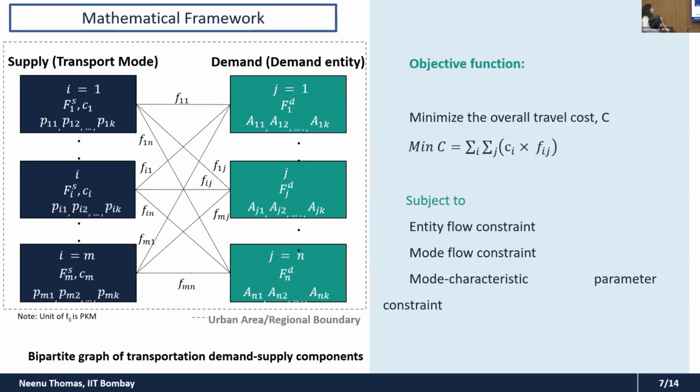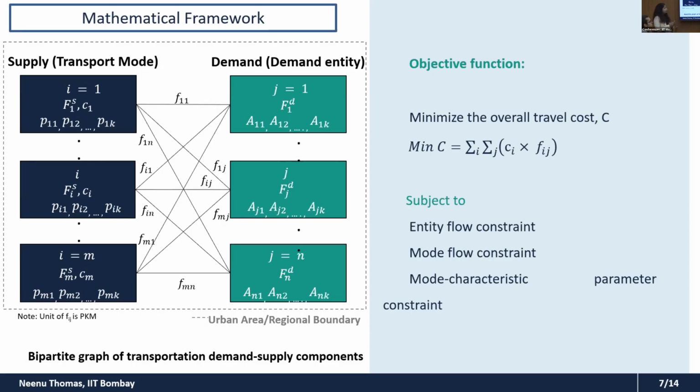Now coming to the model, what we are trying to do is estimate the mode split based on the objective function, which is to minimize the overall travel cost. Again, I'm repeating, why we take cost as the major objective function is that in previous existing transportation mode studies, it is shown that cost is one primary reason how people choose the transport mode. So we take that as the objective function.